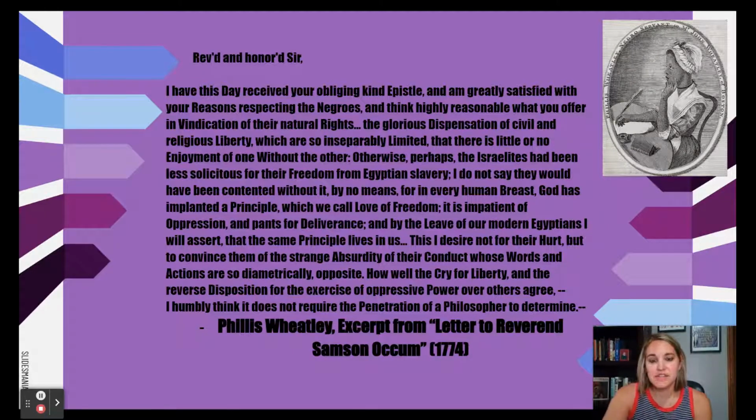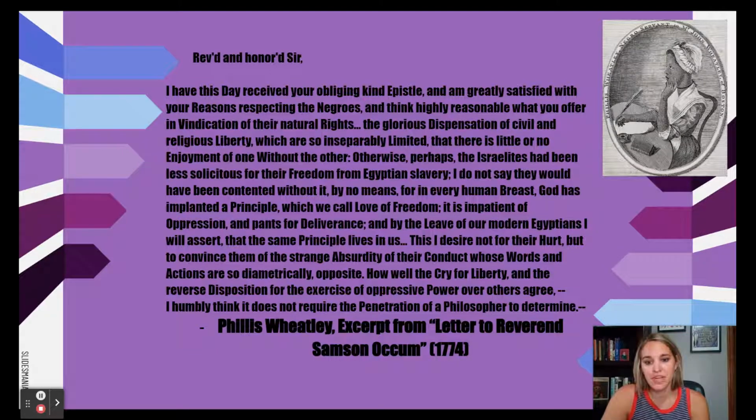"I have this day received your obliging kind epistle, and I am greatly satisfied with your reasons respecting the Negroes, and think highly reasonable what you offer in vindication of their natural rights, the glorious dispensation of civil and religious liberty, which are so inseparably limited that there is little or no enjoyment of one without the other. Otherwise, perhaps, the Israelites had been less solicitous of their freedom from Egyptian slavery. I do not say that they would have been contented without it. By no means. For in every human breast, God has implanted a principle which we call love of freedom.